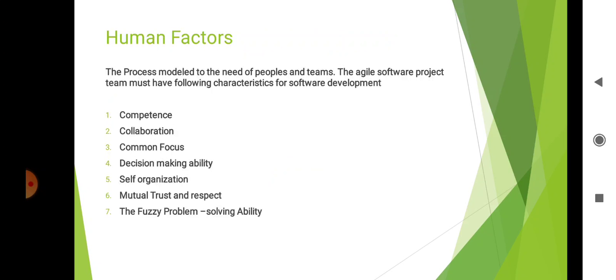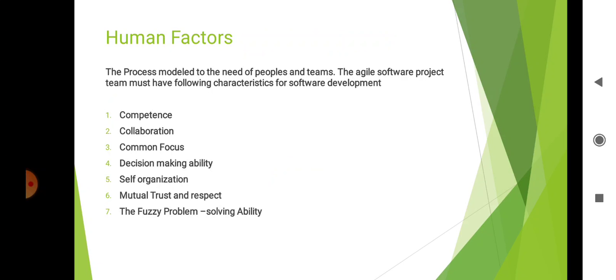Then human factors. The scientists Cockburn and Highsmith said that agile development focuses on the talent and skill of individuals and molds the process to specific people and teams. The process model is fitted to the needs of people and teams. The agile software project team must have the following 7 characteristics.